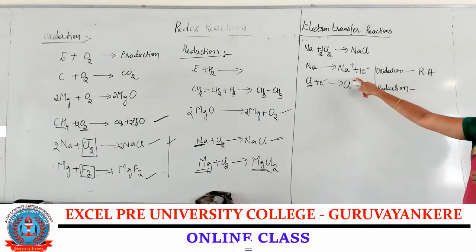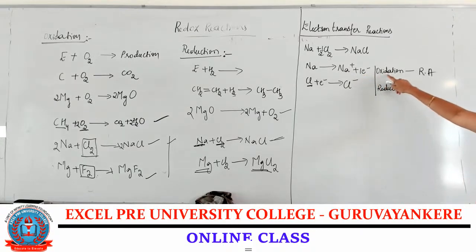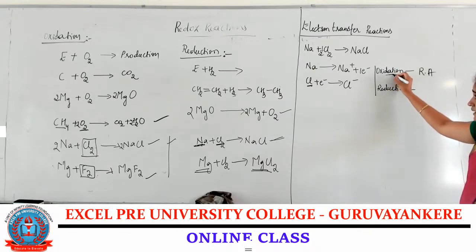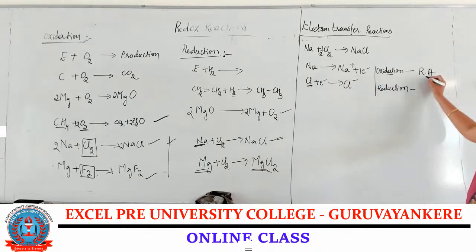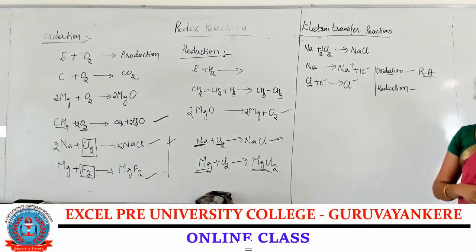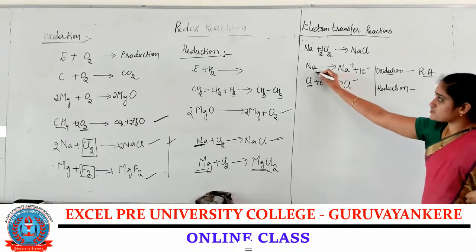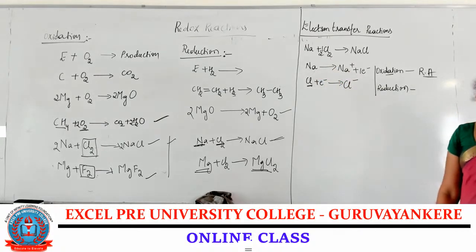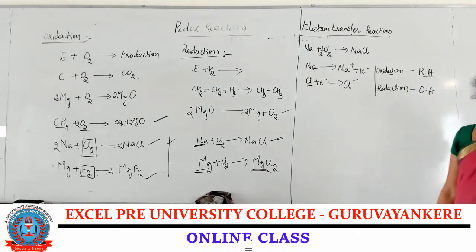Sodium loses its electron, it forms Na plus and 1 electron. So that reaction is nothing but the oxidation reaction. This oxidation reaction is taking place due to the chlorine atom. That's why sodium atom is acting as a reducing agent. Chlorine atom gains the electron, that is due to the sodium atom. That's why chlorine atom is acting as an oxidizing agent.